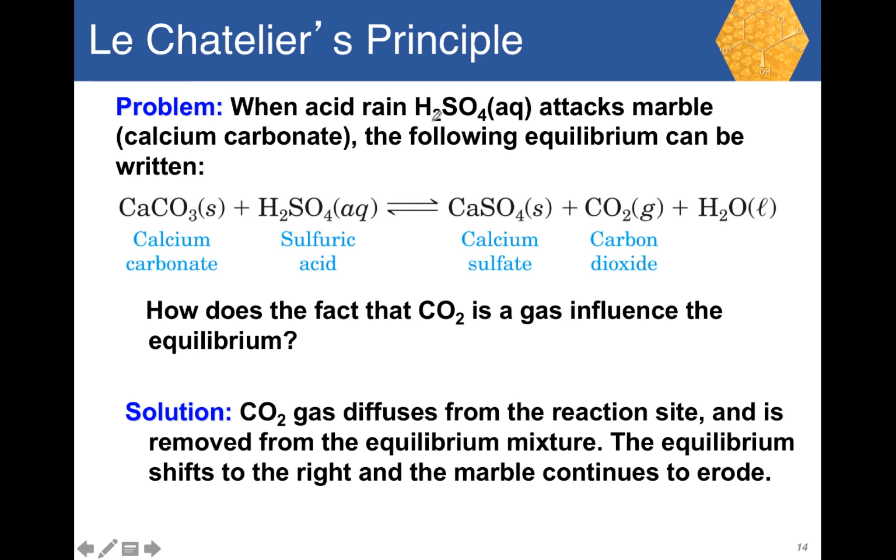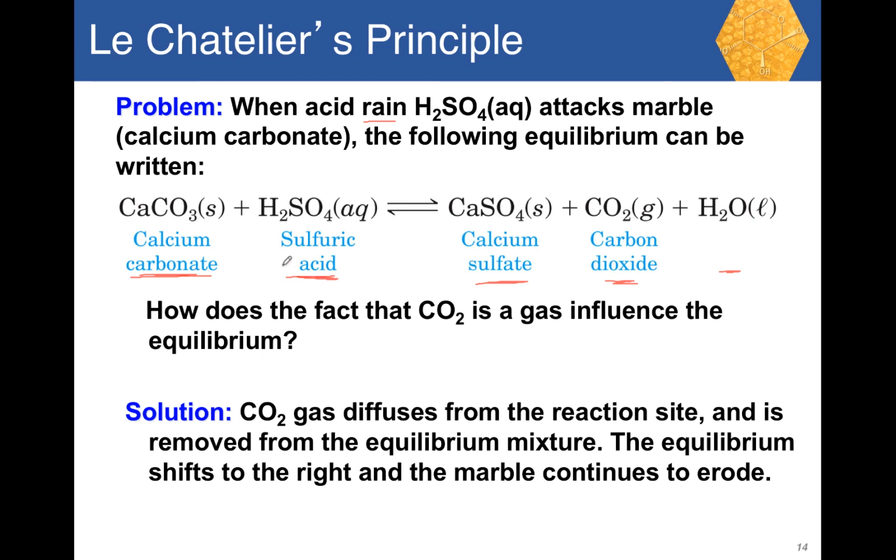So when rain falls, it's really water mixed in with sulfuric acid. Rain is typically acidic because of all the sulfur pollution in the air, and it produces some acidity to it. So this is a reaction. We have here calcium carbonate, a stone, and we have rain coming down which has some sulfuric acid in it. So here's a reaction. Sulfuric acid reacts with calcium carbonate to produce calcium sulfate and carbon dioxide and water.